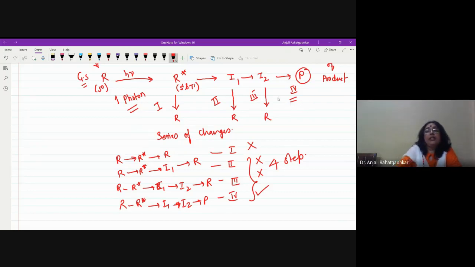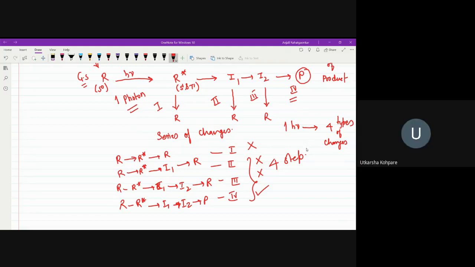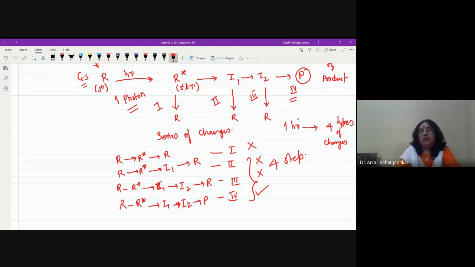So if I am getting four changes here, for example, if I am providing h nu amount of energy and I am getting four types of changes, as we can see. Now you are getting my point. Please let me know. Yes, ma'am. Okay. So if I am providing h nu amount of energy, I am expecting four different changes here.